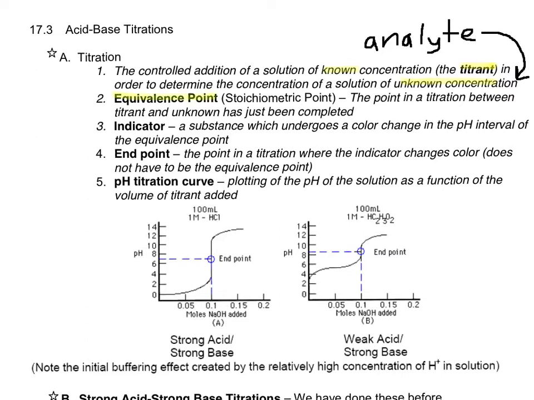You have your equivalence point. This is the stoichiometric ratio point. It's a point where the stoichiometry of your titrant and your analyte are such that you have enough of one substance to completely react with the other substance.